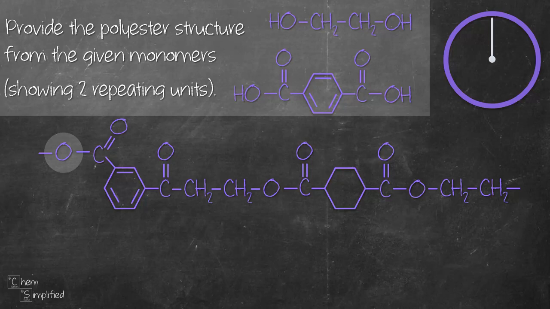The second error is this. Notice from the monomer, the two carboxyl groups are 3 carbons away. However, in this answer, the second C double bond O group is only 2 carbons away from the first group. So it's wrong. The third error is this. There should be an O left over from the alcohol monomer. It's not here.